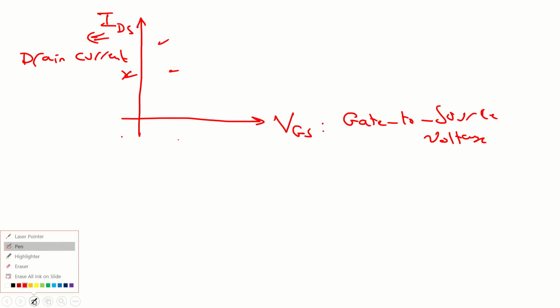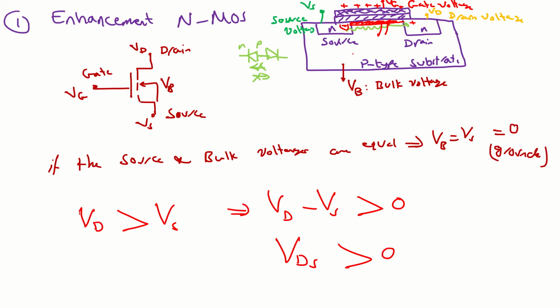Now let us think about it. You may ask, why did we say the gate to source voltage? Why didn't we say the gate voltage? It would be okay, but all the time the voltage is measured with respect to something, because the voltage has two terminals: one to measure the voltage, and the second is our reference. We take VS as our reference from now on. That means when we say VDS, VGS, VBS, all the voltages are measured with respect to the source voltage.